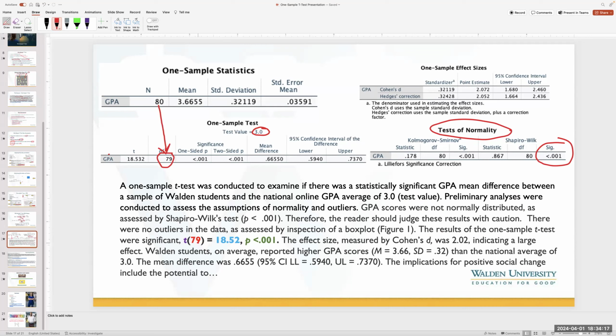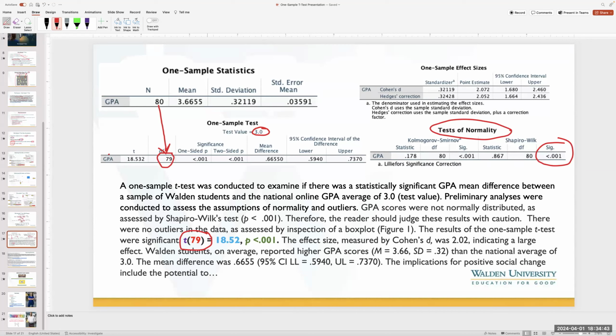So n minus 1. You can see now already, just by looking at this, there was a t-test with a sample of 80 people. Do you see that? Already, it was a t-test with a sample of 80 people, just by looking at that information there.